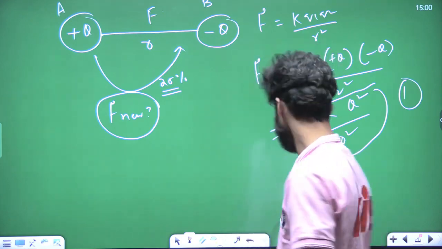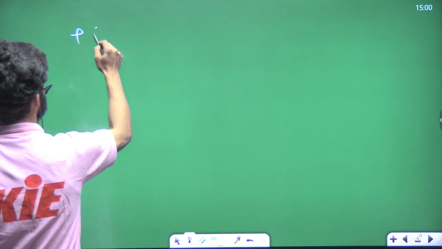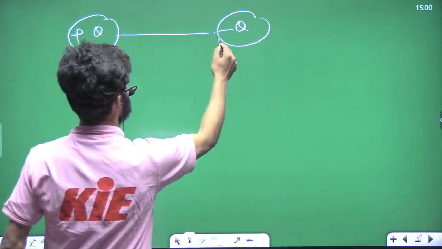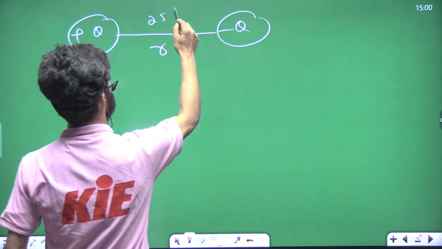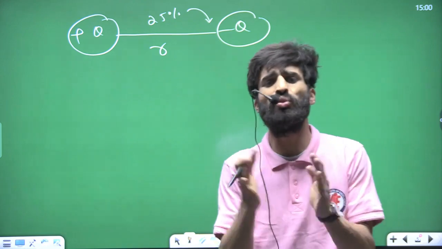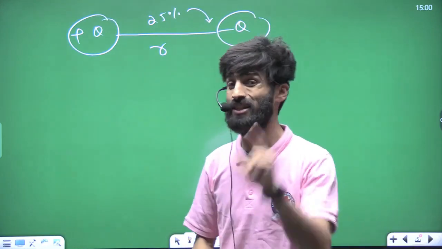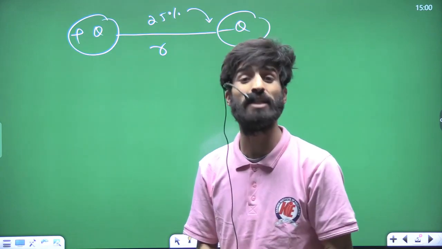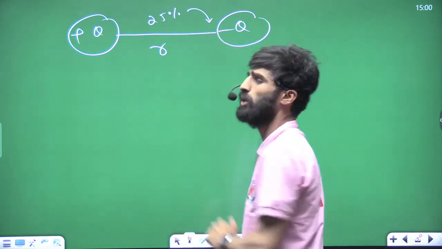Now after the sharing of charge, plus q is sharing with minus q, separated by the distance of r, and almost 25% of charge goes to minus q. First, we want to calculate how much 25% of charge means, that plus q is giving to the minus q.